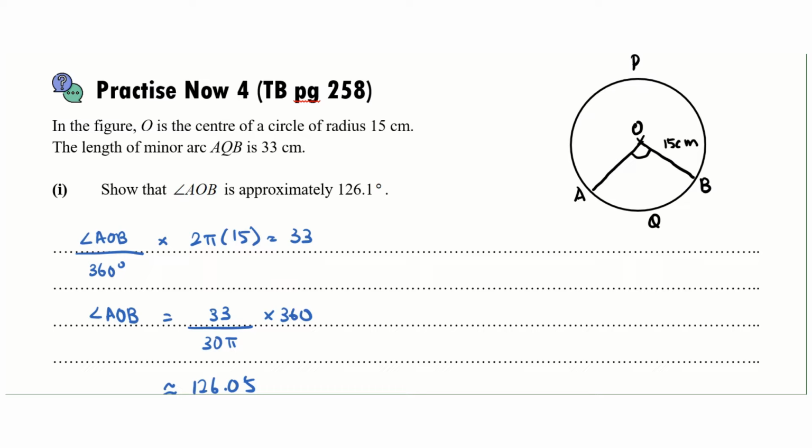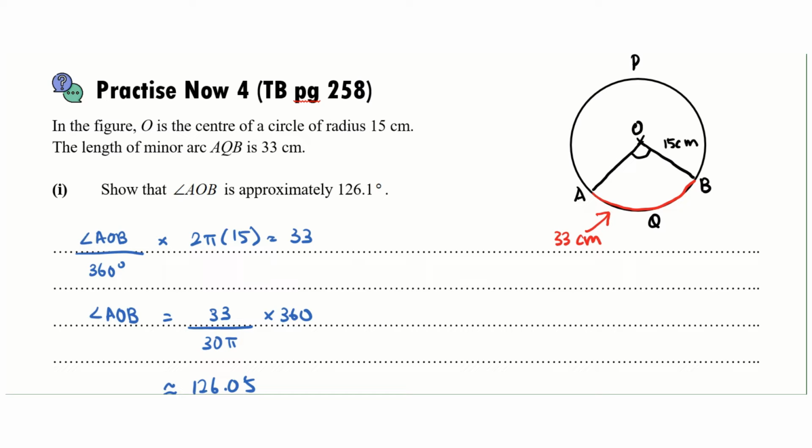Let us first take a look at practice question 4 from your textbook on page 258. We are given this figure where O is the center of a circle of radius 15 cm. It is also given that the length of the minor arc is 33 cm. So the minor arc is this part over here, and that is 33 cm.